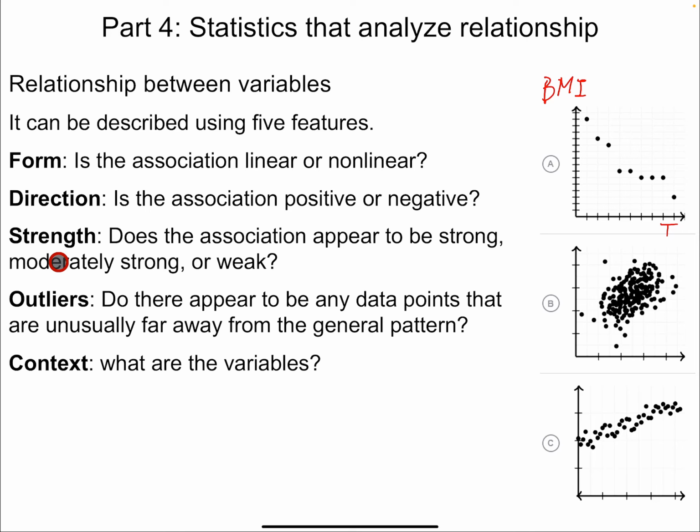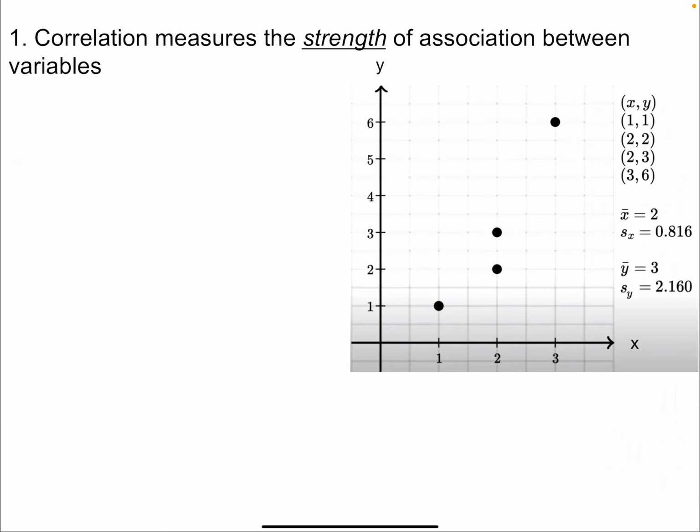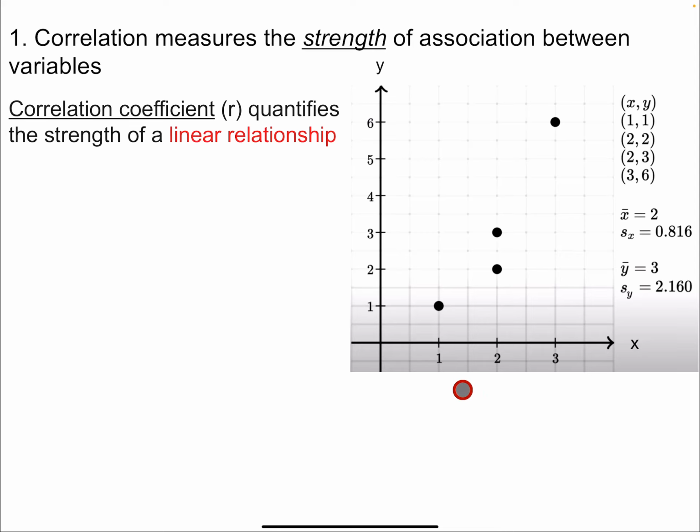The strength of a relationship can be measured by correlation. Correlation measures the strength of association between variables. Here is an example. This data set contains 4 data points. If we just eyeball them, they appear to fit a linear relationship. How well do they fit a linear relationship? This can be measured by the correlation coefficient.